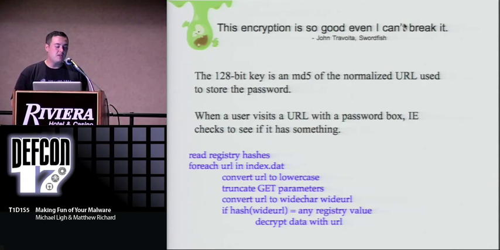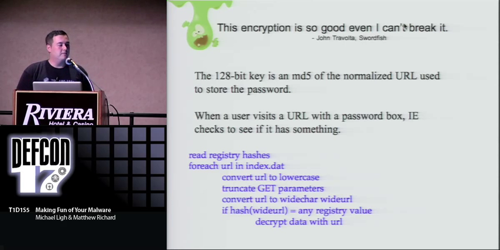To encrypt the password, they would generate a 128-bit key based off the MD5 of the site that they were storing the password for. That actually seems like a fairly reasonable thing. So if you went to www.bank.com/login.asp, they would take that string, make it all lowercase, make it a wide string, and then basically MD5 that. That was then the key used to encrypt the password in the registry and the username. Then when you visited the site that it had a stored password for, it would do the opposite. It would take the site you just visited, chop it down, normalize it, convert it to a wide string, and then look through the registry to see if it had any stored values for you, and if it did, it would pop them in. So it seems fairly reasonable.